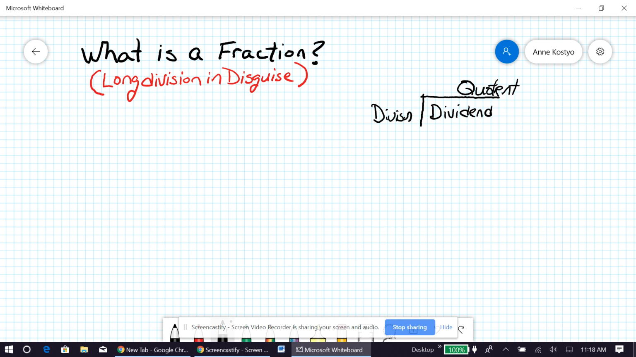What are the pieces of a fraction? Well, the first thing that we have with a fraction is called a fraction bar. The fraction bar has a similar function as the house in long division. And in the top of the fraction bar, we will have a numerator. And on the bottom of the fraction bar, we have the denominator.